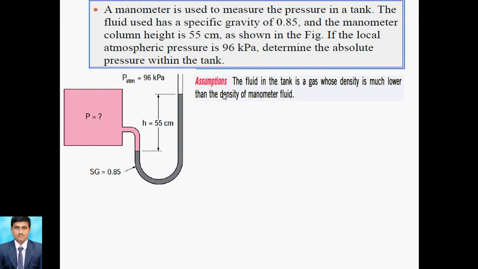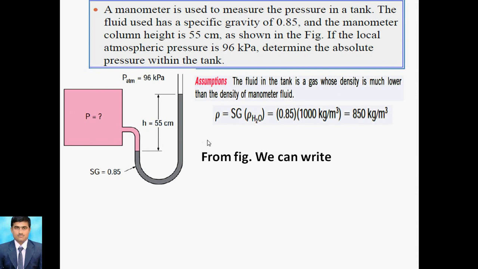The fluid has a specific gravity of 0.85 and the manometer column height is 55 centimeters, as shown in the figure. If the local atmospheric pressure is 96 kPa, determine the absolute pressure within the tank. So here we require the pressure at this point. So I can write the relation first: P is equal to P atmospheric plus rho gh.